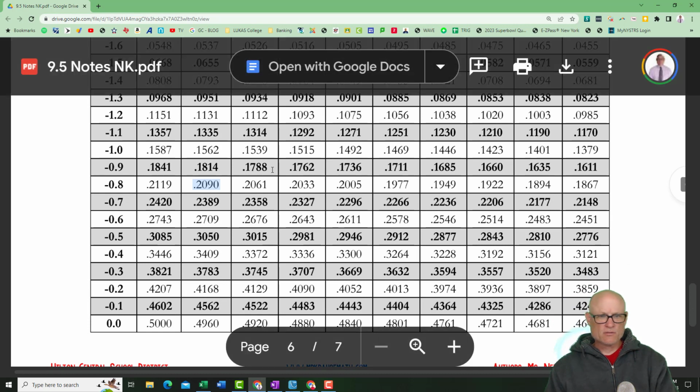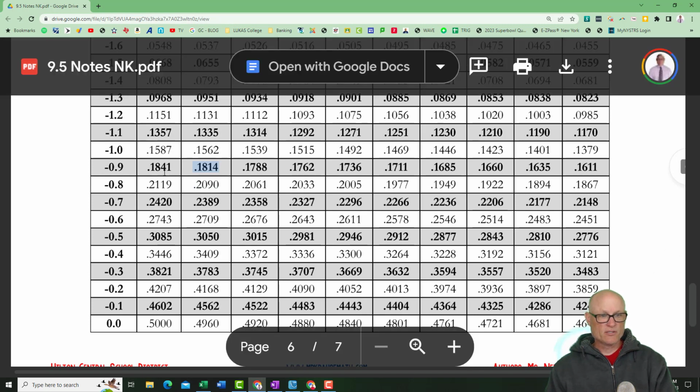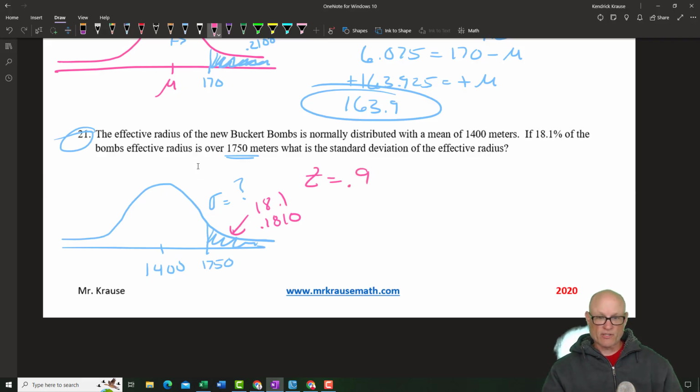There we go. That's probably closest to 0.1810. So that's 0.90, 0.91. So in this case, our z-score is 0.91. So all right, 0.91 equals x, which is 1750, minus mu, which is 1400, divided by our standard deviation. We're still going to cross multiply, so you get 0.91 times standard deviation equals 350.